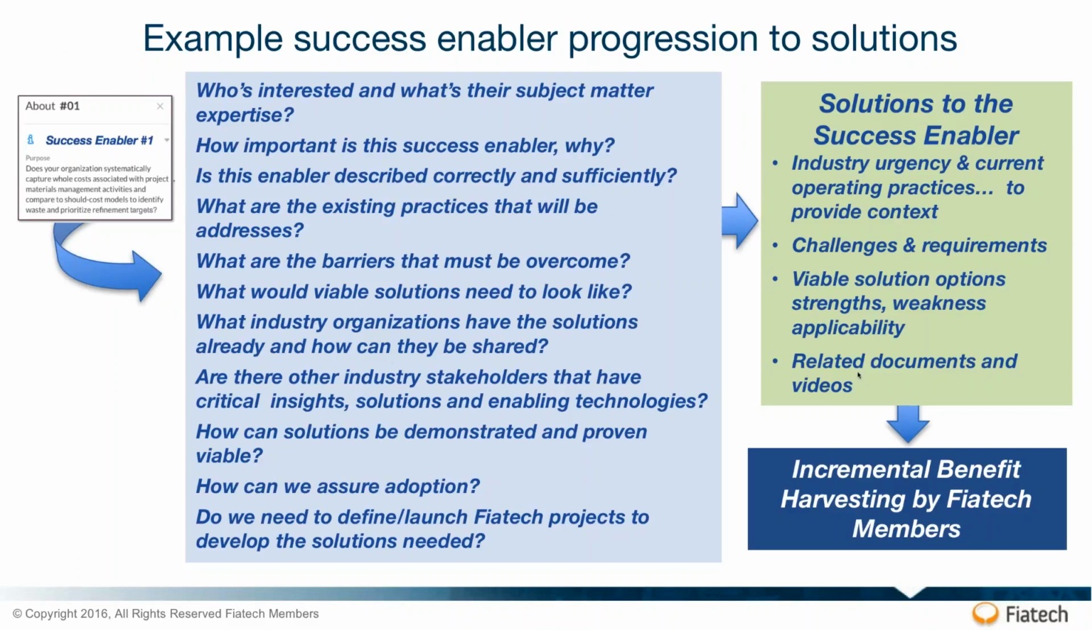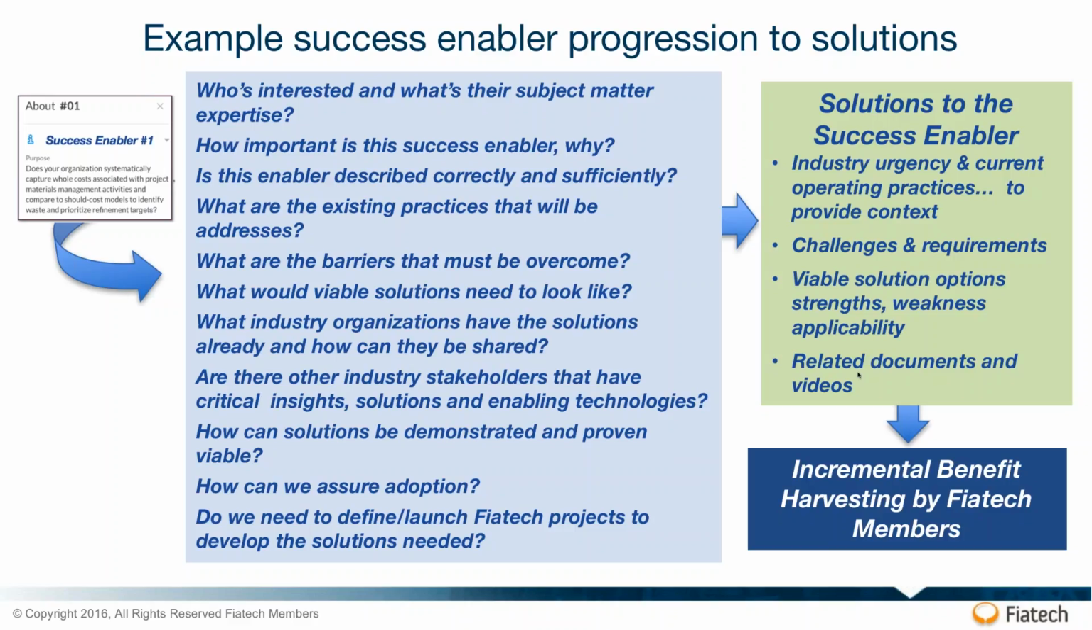So I took a whack at trying to explain how you'd progress from a success enabler to a solution, and back to the success enabler number 1. I bulletized some things to think about what the flow would look like. I apologize, I'm going to read this, but I think it's perhaps important to do that.